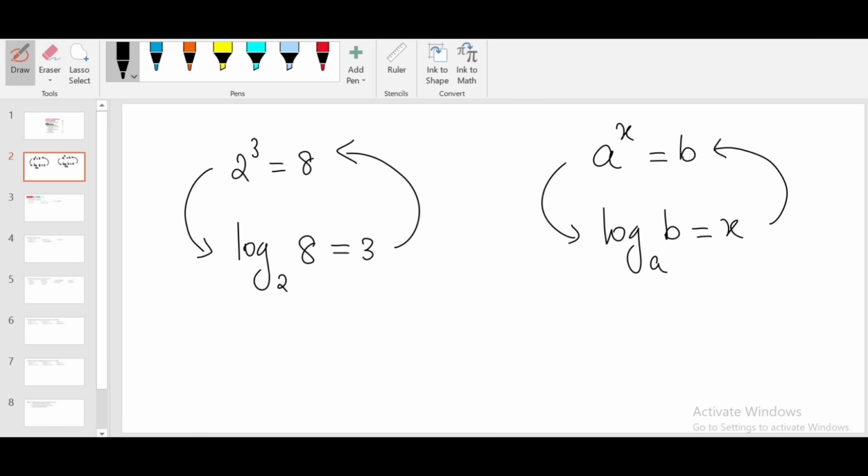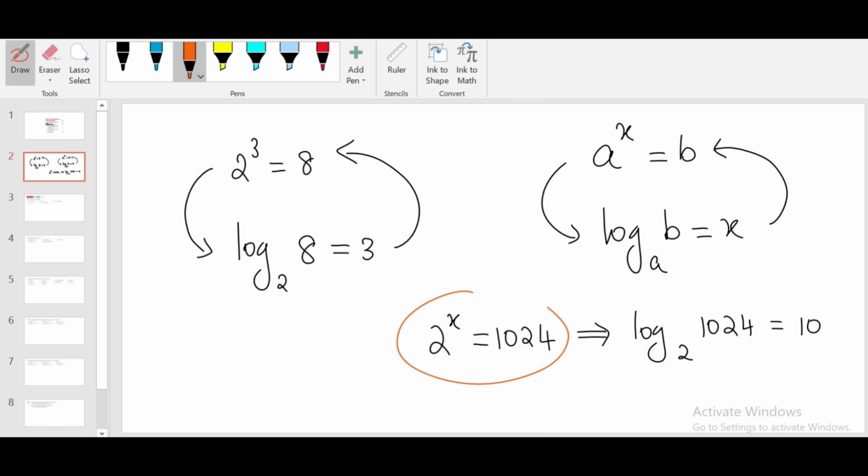Why is it going to be very useful? Because when the power is unknown, for example, let's say you have 2 power x is equal to 1024. You need to put it in your calculator using the trial and error method, 2 power 3, 4, 5, and then you find out x, right? But you can use a logarithm instead. Log 1024 to the base 2, you will get the answer. Can you try that? 10. Yes, 2 power 10 is 1024. Nothing wrong with the trial and error method.